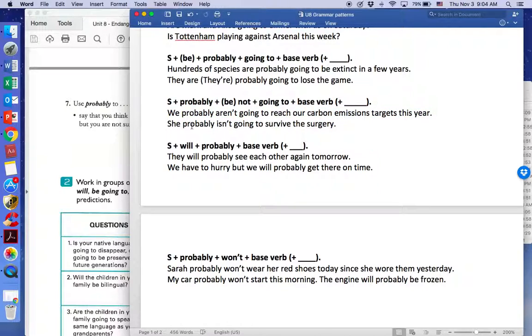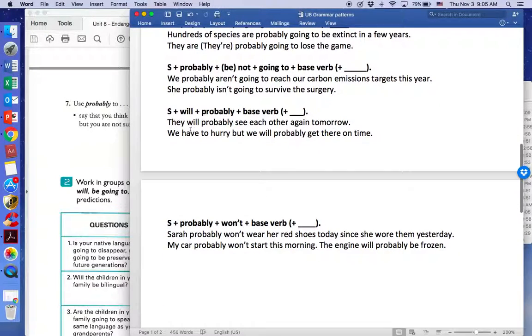Next one, she's the subject. Probably isn't what? Going to survive. She's probably not going to survive what? A surgery. So is she going to survive the surgery, or is she likely to survive the surgery? No, she probably isn't going to survive the surgery. Not certain, but that's what we think will happen.